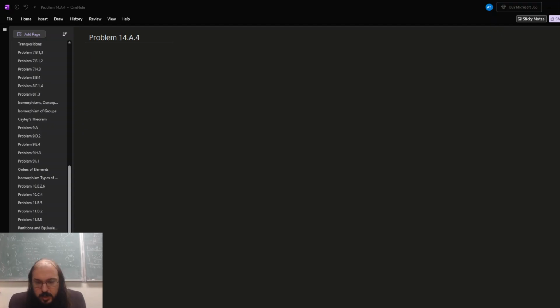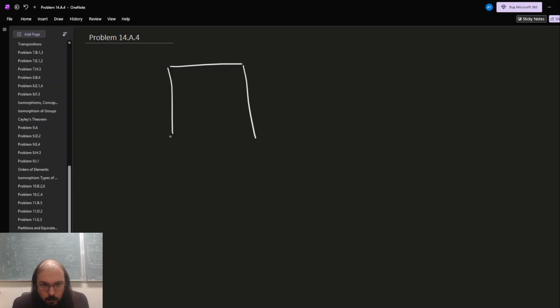In this problem, we look at 14.A.4 from Pinter's book, which gives us the following situation. We have a piece of paper with vertices A, B, C, D. And we have talked at some great length now about, well, let's assume it's a square piece of paper, right? I know my drawing doesn't look very square, but it's a square. How to rearrange the vertices of this piece of paper using rigid motions.